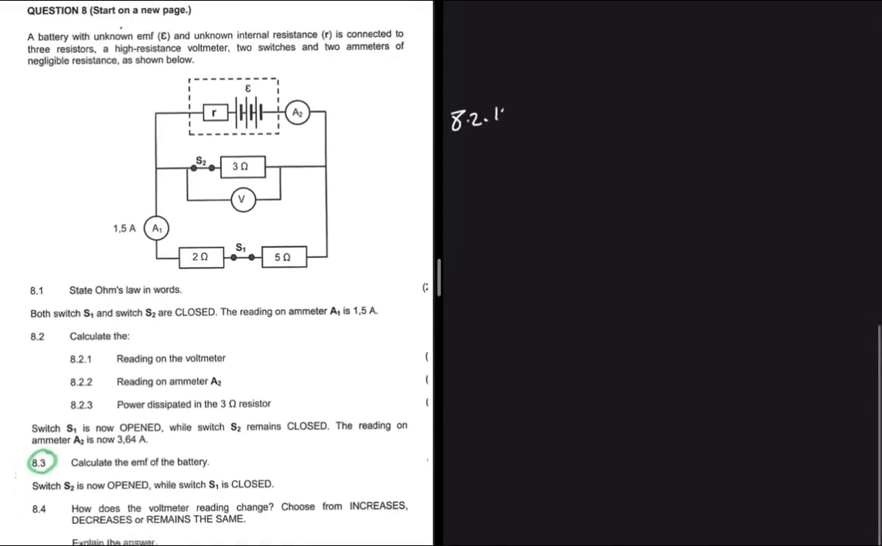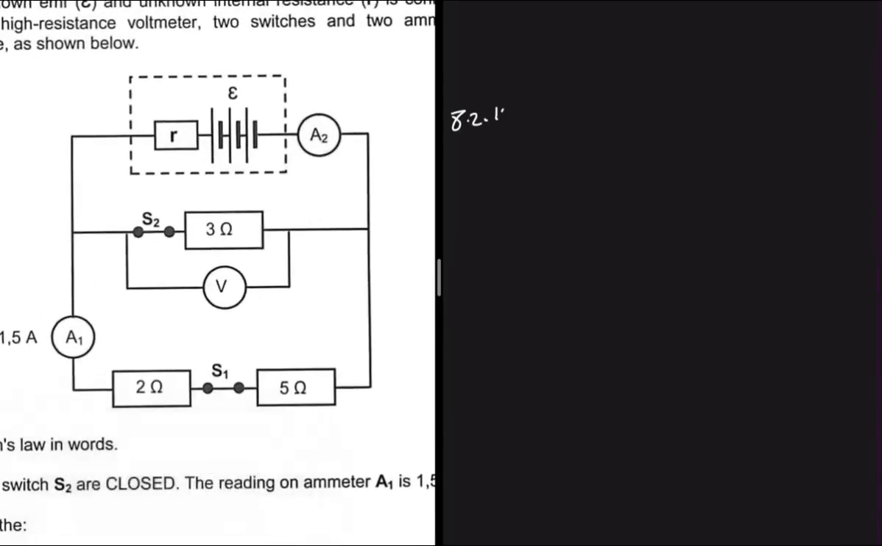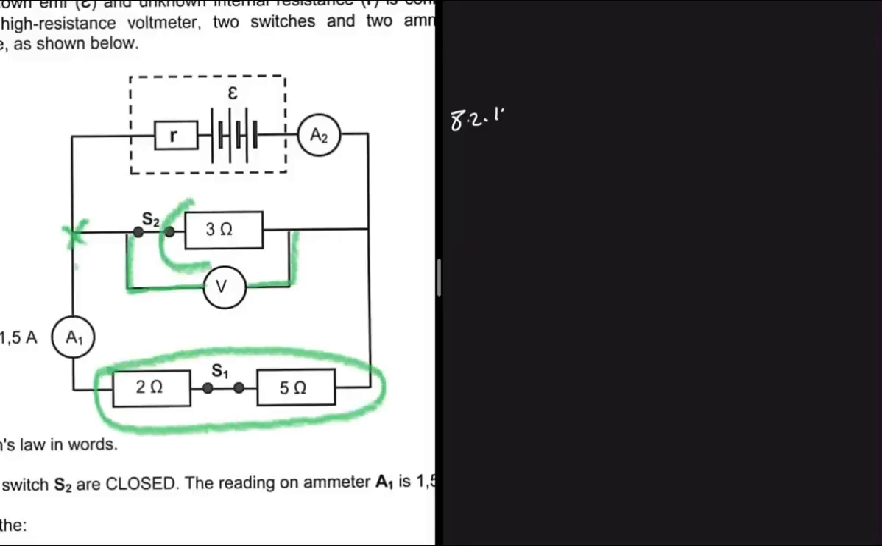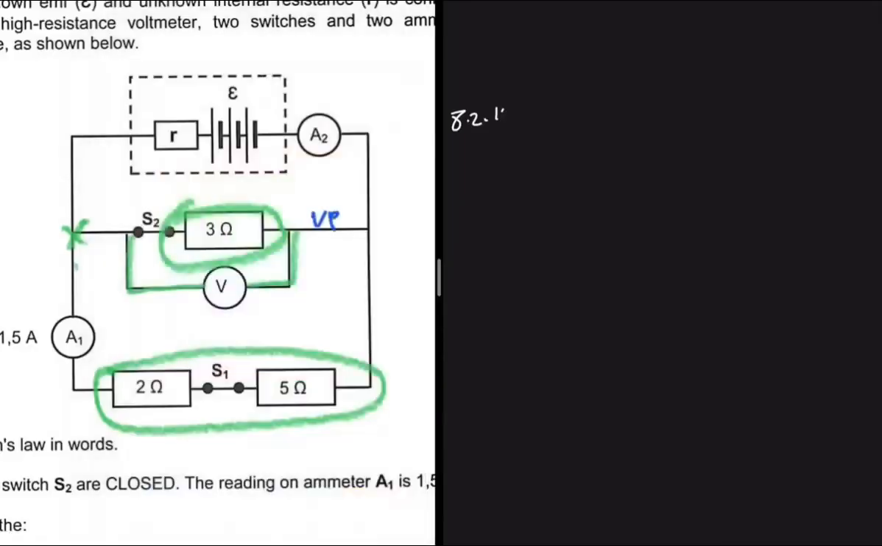So 8.2.1, we're looking for the reading on the voltmeter. So our voltmeter is connected across this 3 ohm resistor, right, as you can clearly see. So what you have to realize here is that the current splits at this point. So we have two parallel paths. These two resistors, the 2 and the 5, are parallel to the 3 ohm resistor. And then what do we know about resistors in parallel? We know that the voltage is the same, but the current is different, right?